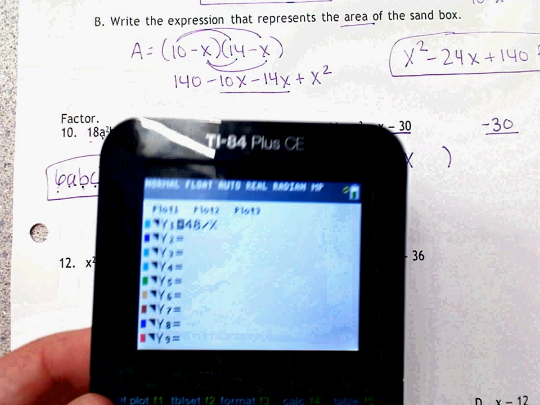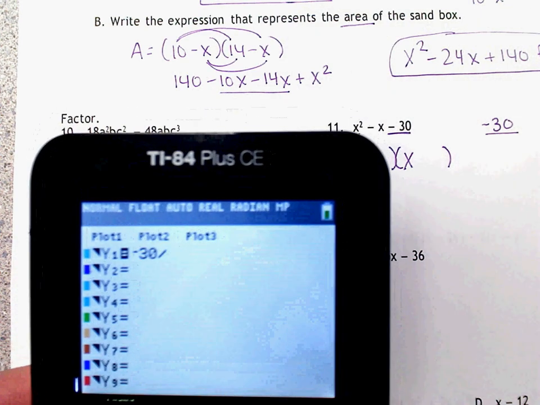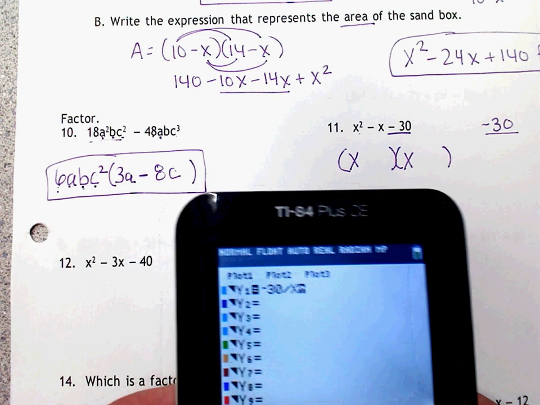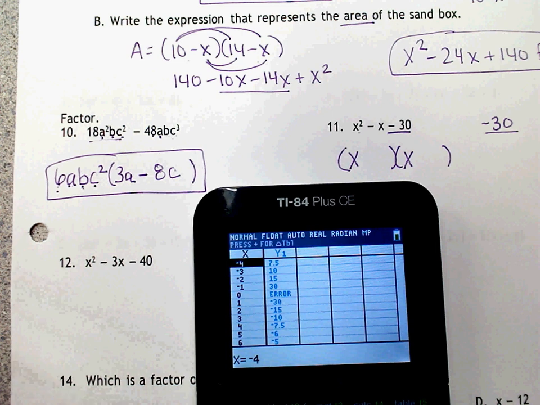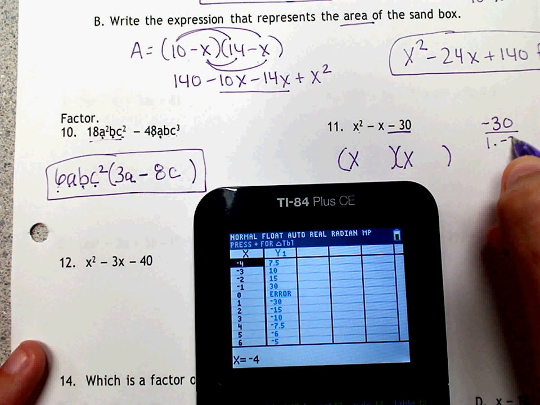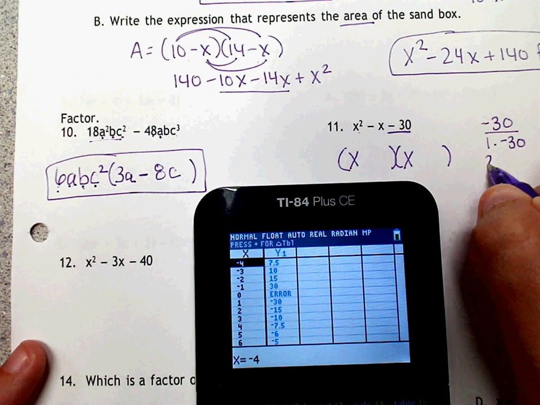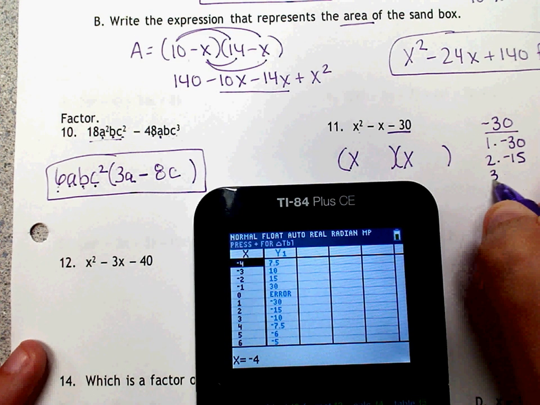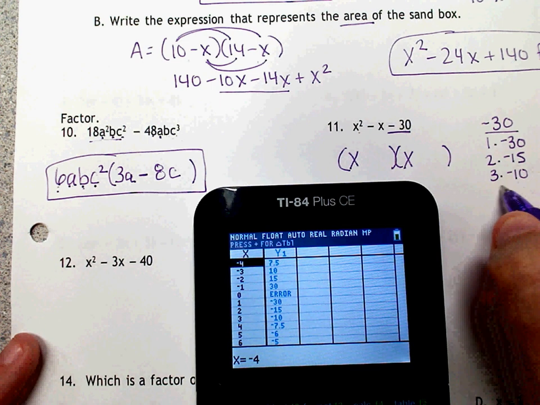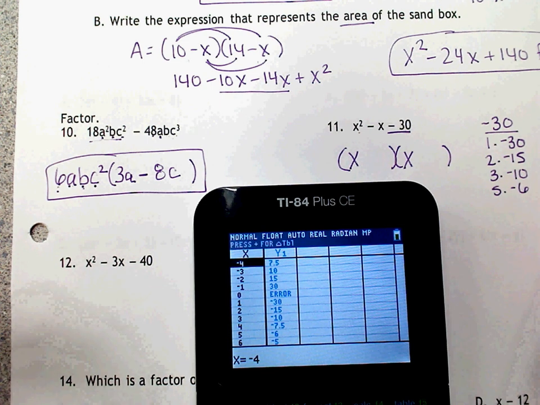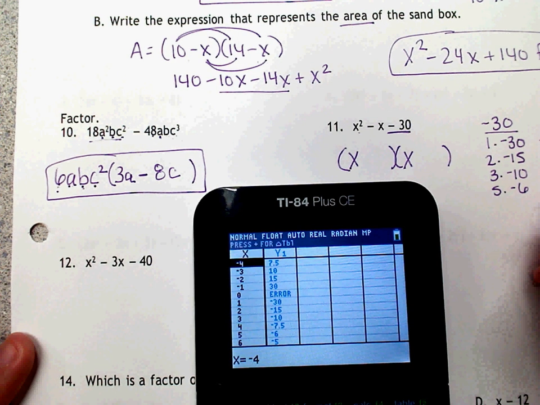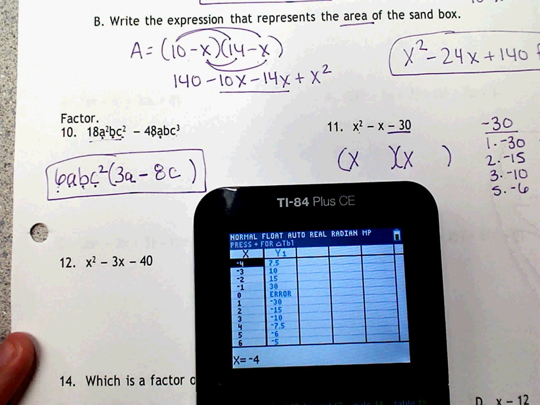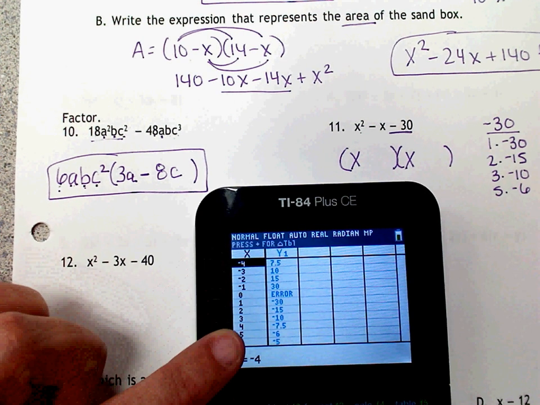To do that, you can go to y equals and type in negative 30 divided by x and hit second table. And you'll notice that we've got positives and negatives. So I know that 1 times negative 30 will give me negative 30. 2 times negative 15, 3 times negative 10, 5 times negative 6, and then they start repeating. So this is negative 1 and 30, negative 2 and 15, negative 3 and 10, and negative 5 and 6. You don't have to list these. They're in your calculator, so you can just go through your list and look.